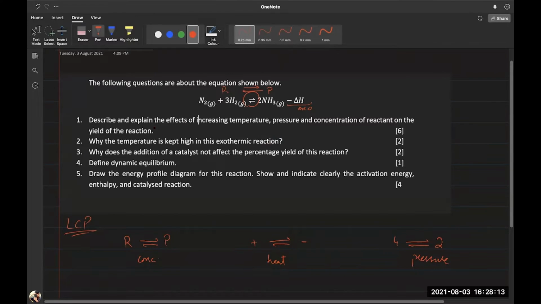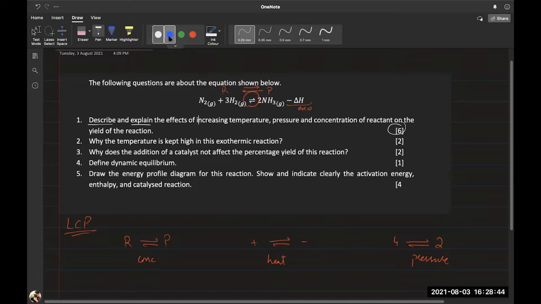All right, so let's see. Describe and explain the effect of increasing temperature, pressure, and concentration of reactant on the yield of the reaction. Let's break the question down a bit. There are two parts to the question: one is describe and the other is explain. Describe means tell me what will happen. Explain is tell me why that will happen. So two parts, and no wonder this is a 6-mark question, which means 1 mark for description, 1 for explanation, 2 for temperature, 2 for pressure, 2 for concentration.